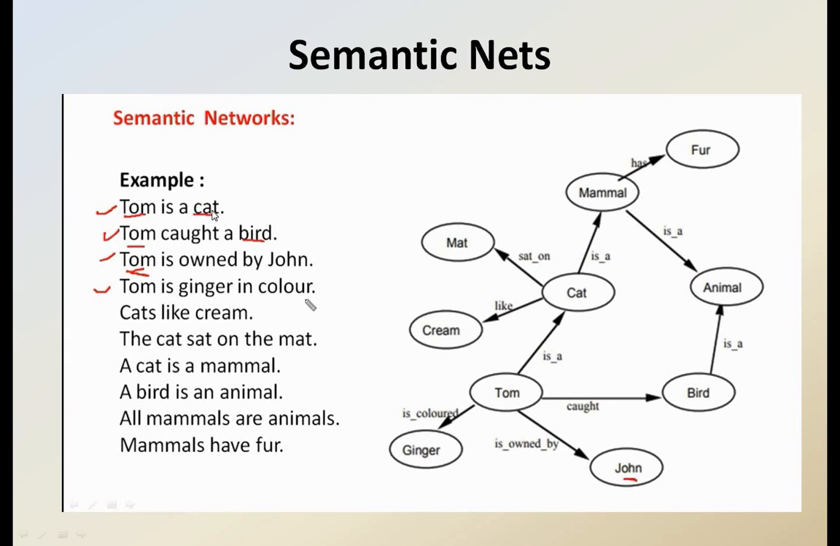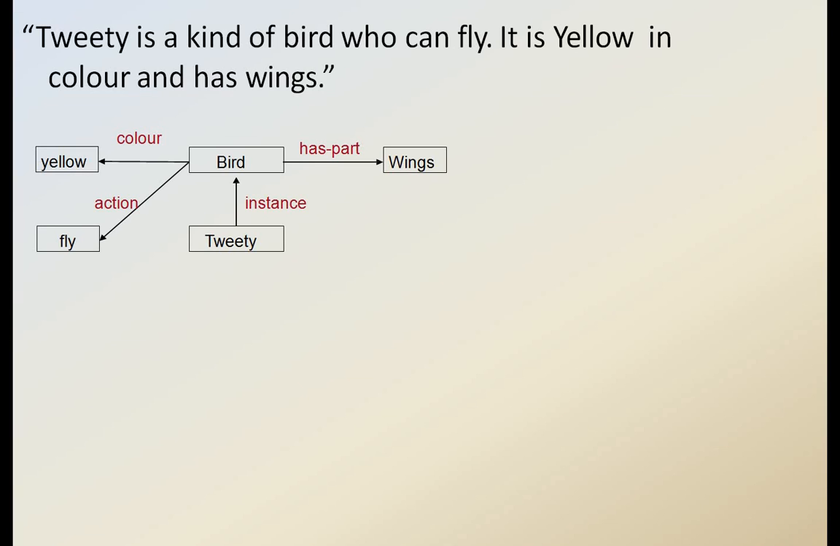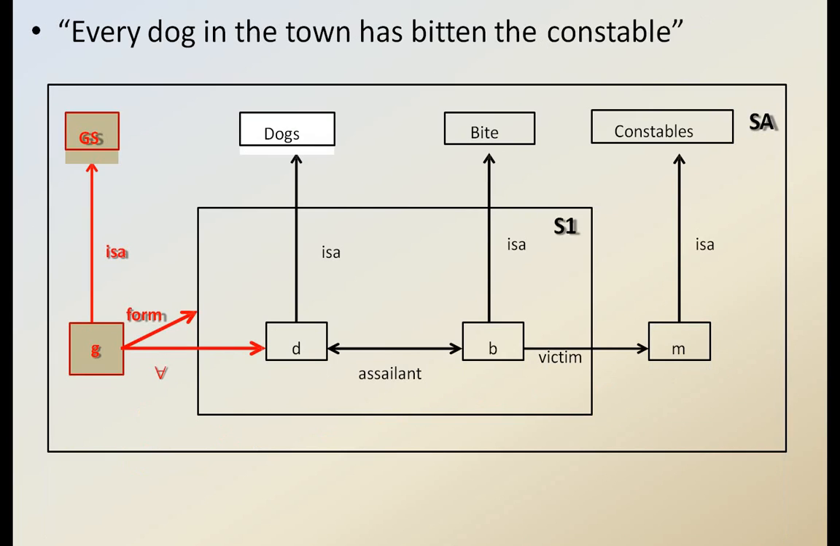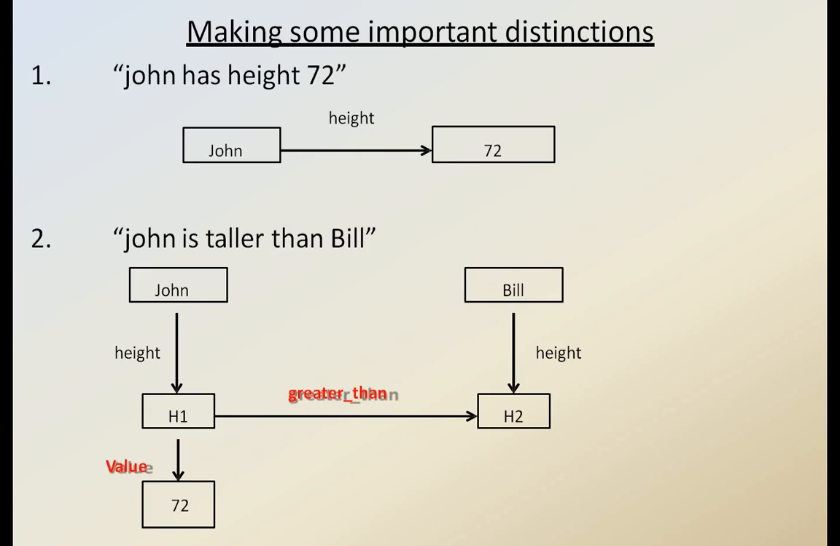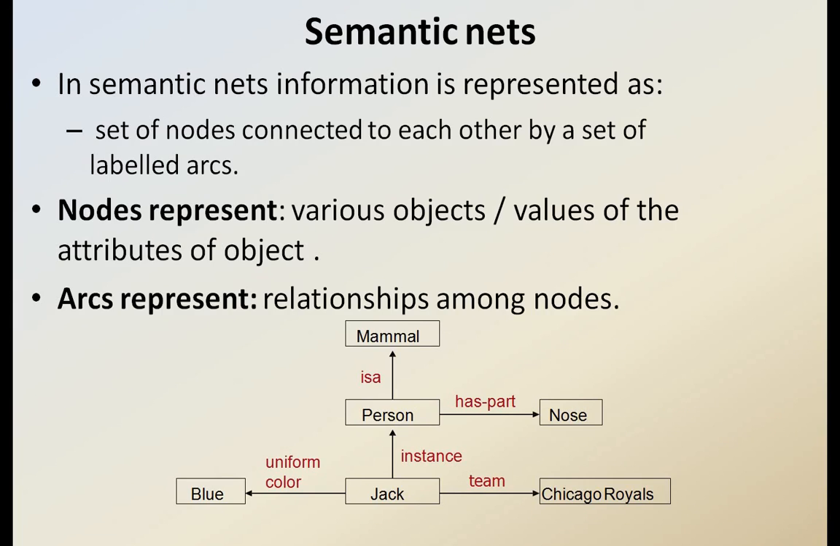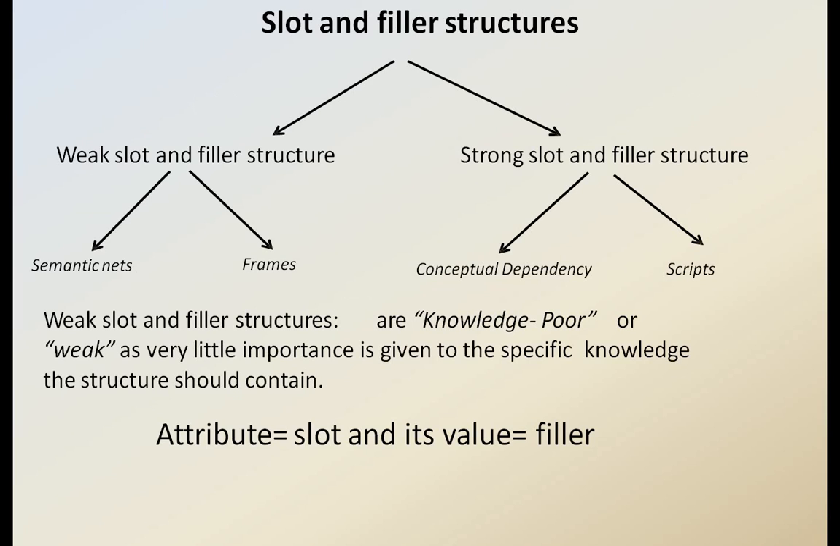So the entire set of statements, 1, 2, 3, 4, 5, 6, 7, 8, 9, 10, total 10 statements are there. They can be represented by using 10 objects and their relationships. It's a very good example of the semantic net, of how the objects and their relationships can be represented. So this is about the semantic nets of the weak slot filler structures. Semantic net is one of the best examples of weak slot filler structures.